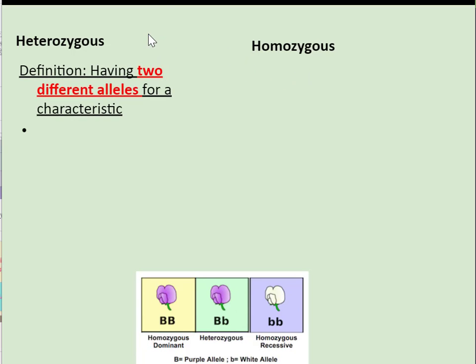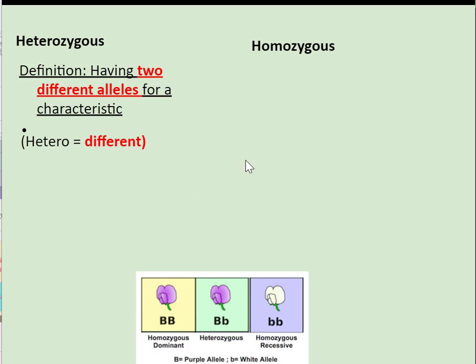So the next term we're going to focus on are heterozygous versus homozygous. So heterozygous, again, you guys are writing just what is in red for that definition. It means that we're going to have two different alleles. So that means for any characteristic you have, if it's heterozygous, they're going to be two different. So if we look at the picture down here at the bottom, we see these flowers with the letter B. Now, the one in the middle would be considered heterozygous. They are not different letters, but they are different sizes.